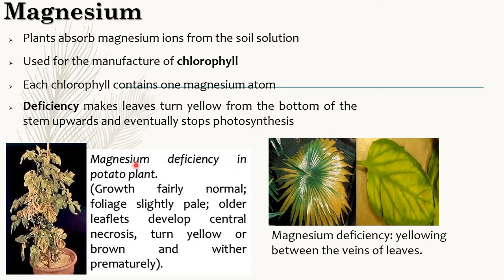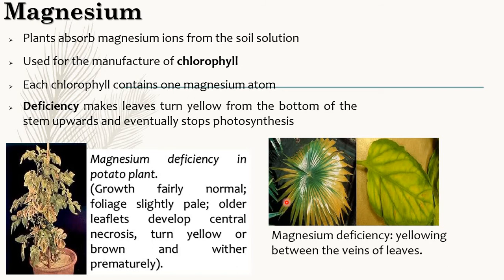Magnesium deficiency in a potato plant. This is a potato plant. Growth is fairly normal, foliage slightly pale. This is the color of the foliage. Older leaflets develop central necrosis, and then basically turn yellow or brown and wither prematurely. Another example of magnesium deficiency: as you can see, yellowing between the veins. This is the veins, and between the veins you will see that yellow color, which means no chlorophyll.